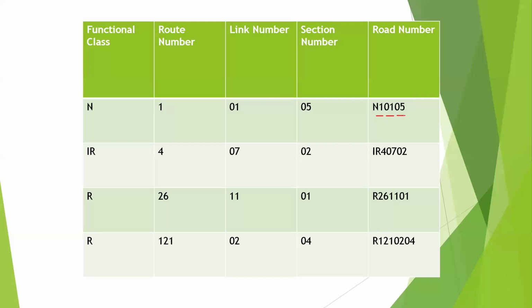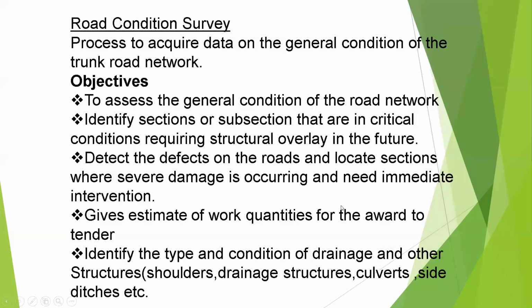So this is what you use for interregional routes. Let's say route number 4 is the same, maybe IR4, which is for the functional class. 07 is the link number, and 02 means I'm talking about the second section. So this is what we do, and you fragment them as of the entire network.